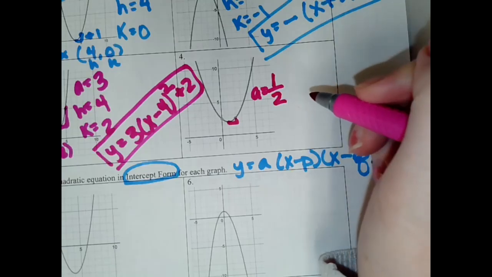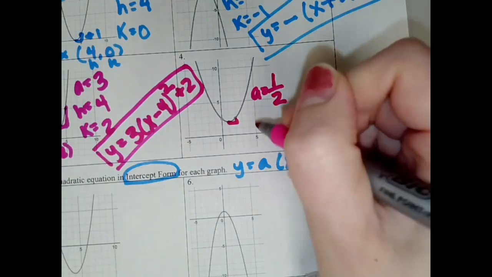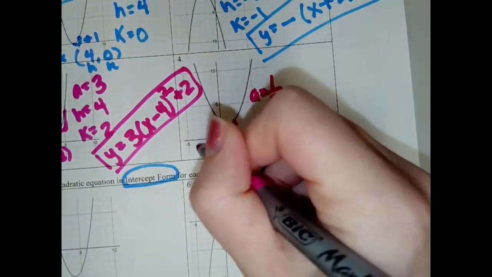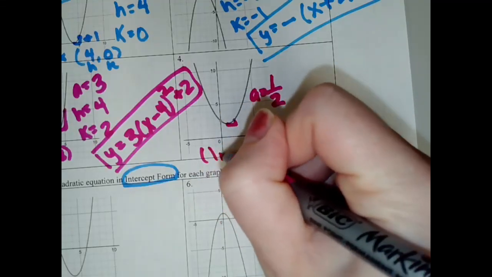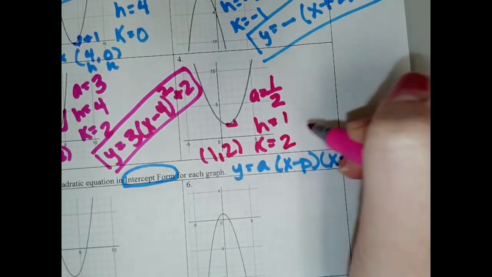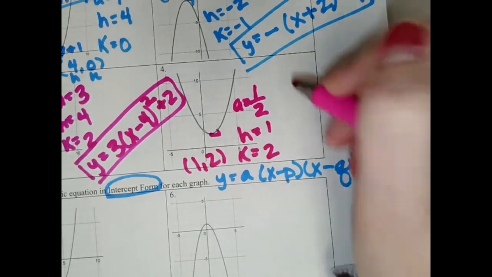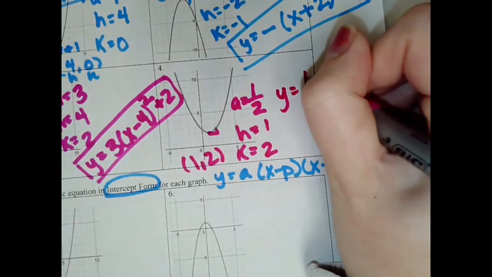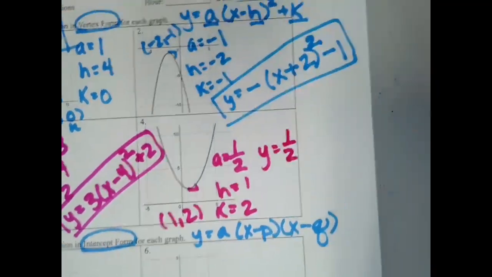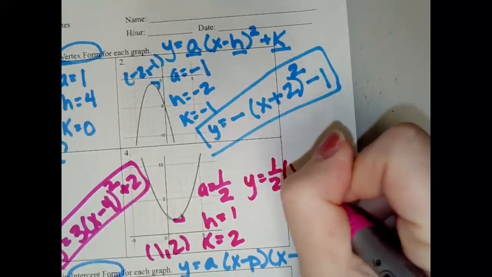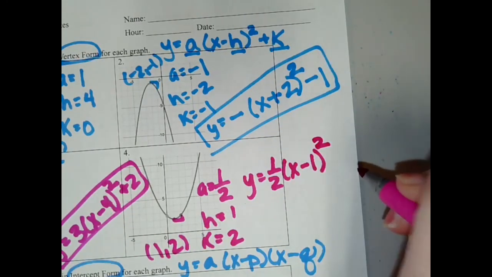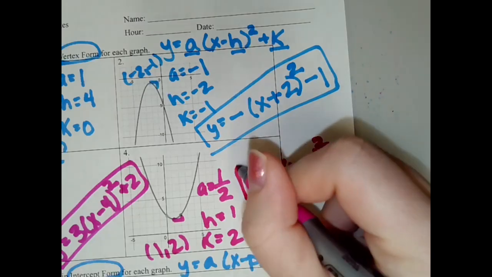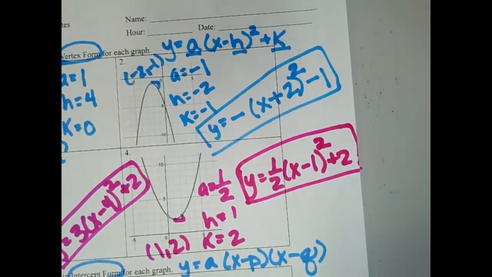So a is going to be a positive 1/2. H and k come from the vertex. My vertex is 1, 2, so that means h is 1 and k is 2. So my equation is y equals positive 1/2, because a comes first, and then x minus h, which is 1, that binomial being squared, plus k, so plus 2. And that would be the equation right there.